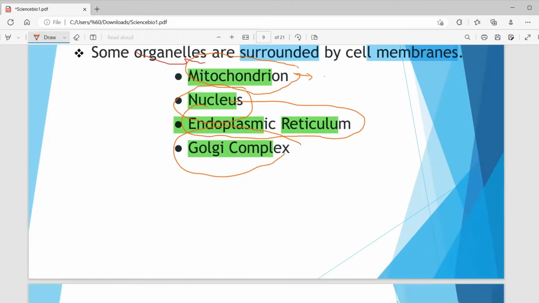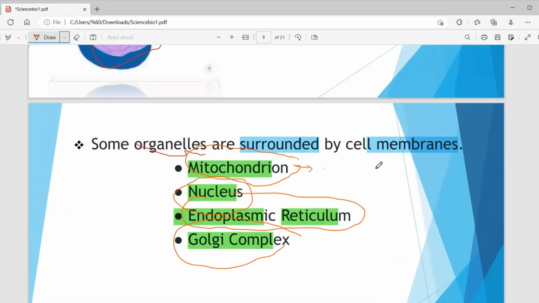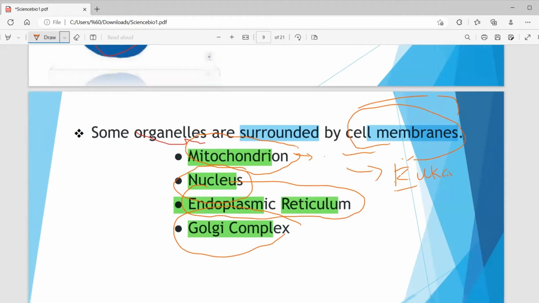So those are the organelles. In the MCQ, they may ask what the organelles are. Can you specify the cell membrane? I already mentioned it is the eukaryotes type, not the prokaryotes type, because they are composed of a cellular membrane and an intracellular matrix.